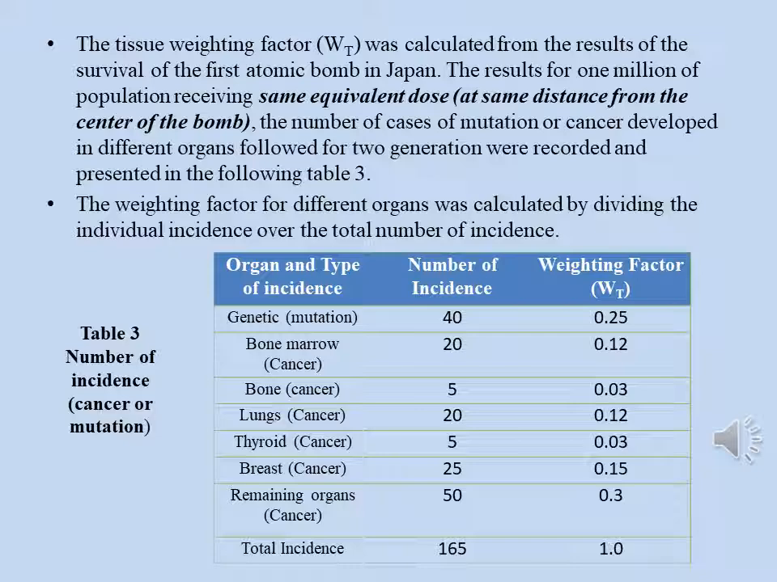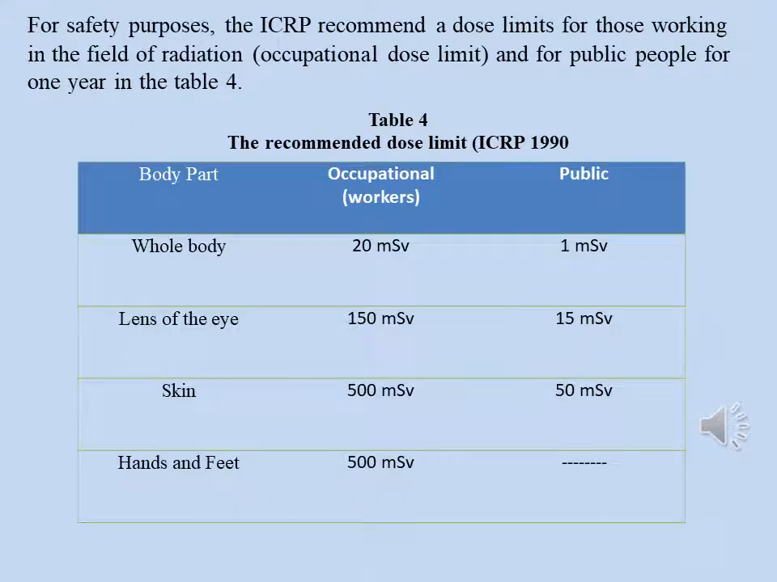The weighting factor for different organs was calculated by dividing the individual incidents over the total number of incidents. Table 3 shows the number of incidents, cancer or mutation, that occur for different organs. For safety purposes, the ICRP recommended dose limits for those working in the field of radiation, the occupational dose limit, and for the public for 1 year, shown in Table 4. Table 4 shows the recommended dose limit according to the ICRP 1990.